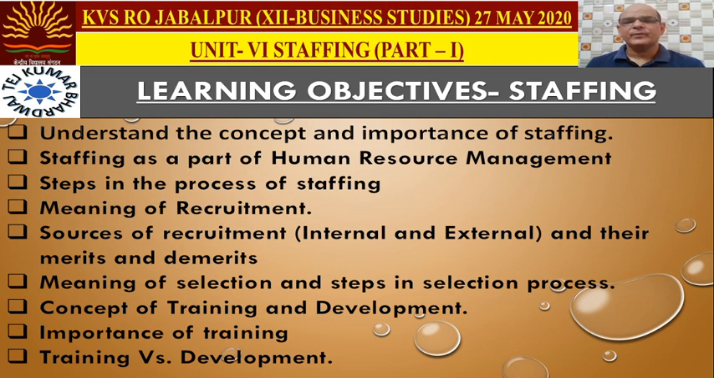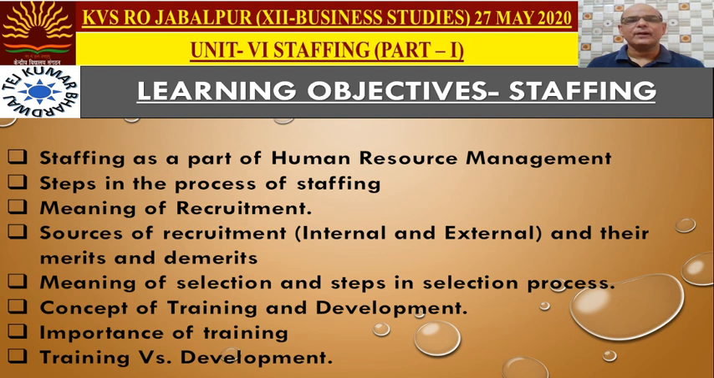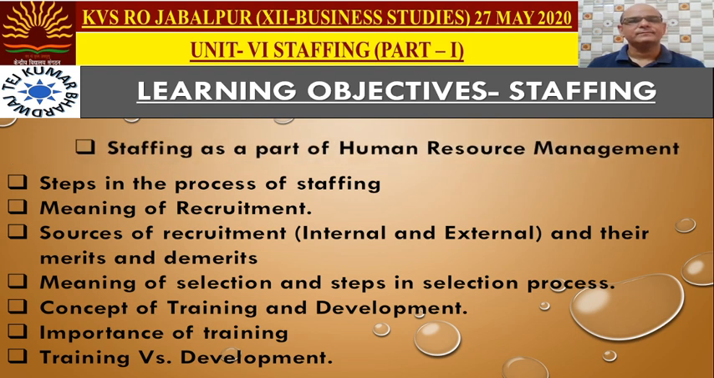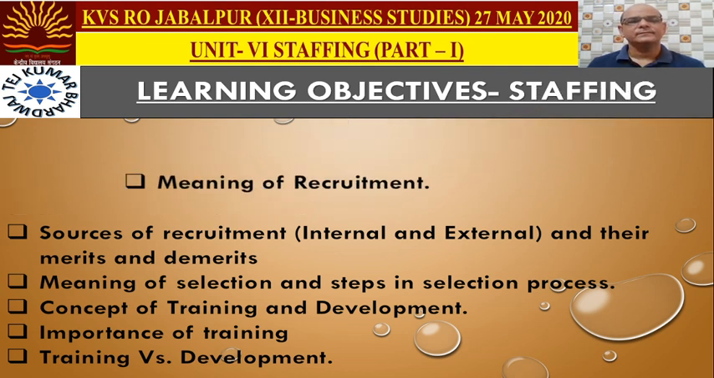In this unit, our total learning objectives are: number 1, understand the concept and importance of staffing; staffing as a part of human resource management; steps in the process of staffing; meaning of recruitment; sources of recruitment, that is internal and external, and also their merits and demerits. We will have a comparative study of both the sources.